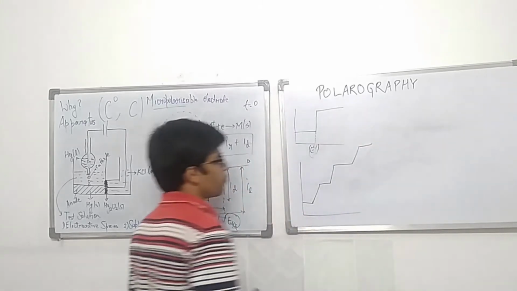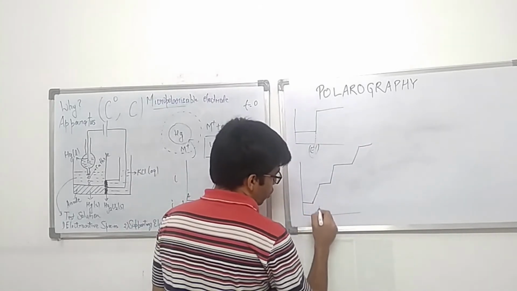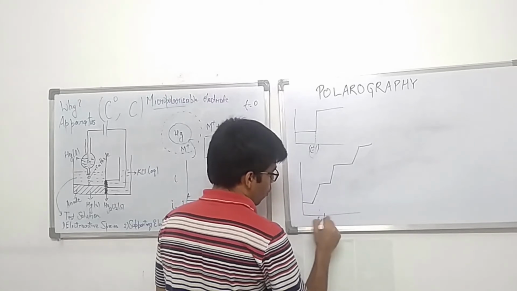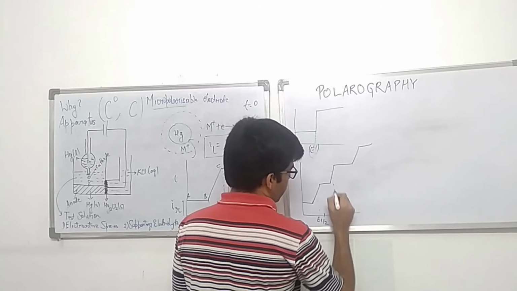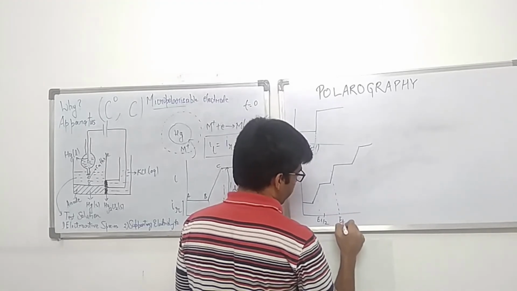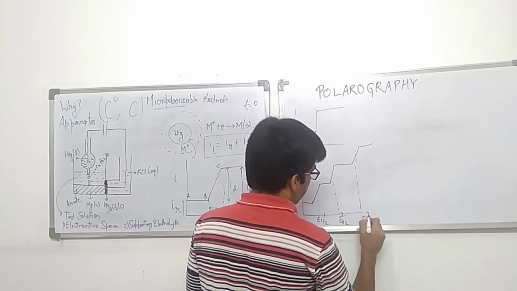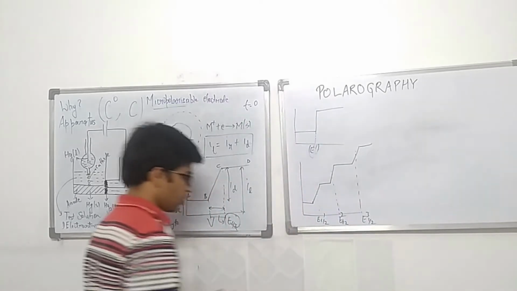So this is a mixture of 3 ions. From here you will get, let's say, E half 1. From this half you will get E half 2, and from this half you will get E half 3.